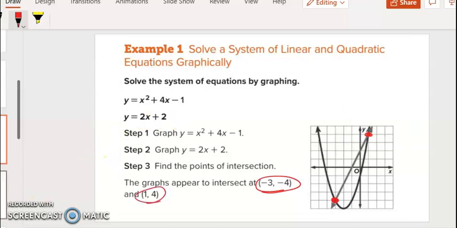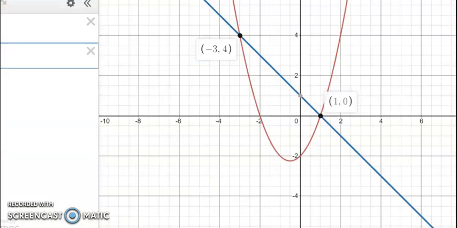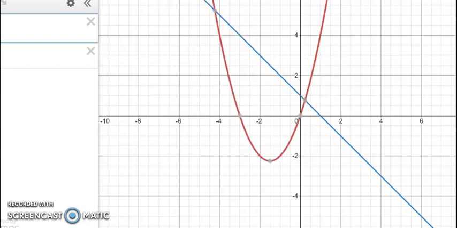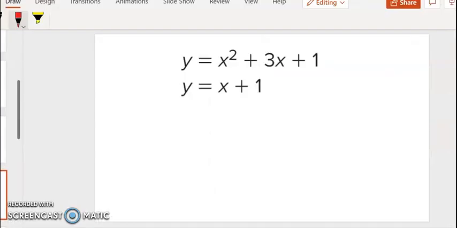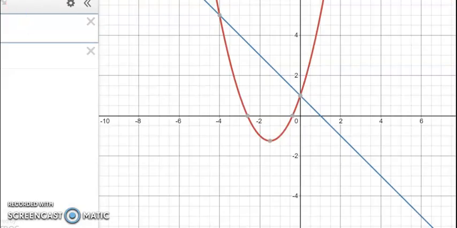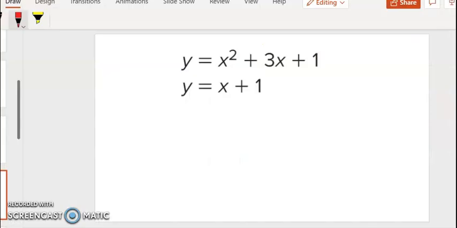Okay? So let's try this one in the graph. X squared plus 3x plus 1. And then our other equation, x plus 1. Alright, they intersect at 2 places as well. So our solutions are negative 2, negative 1, and 0, 1. So, not very difficult to find the solution, right?